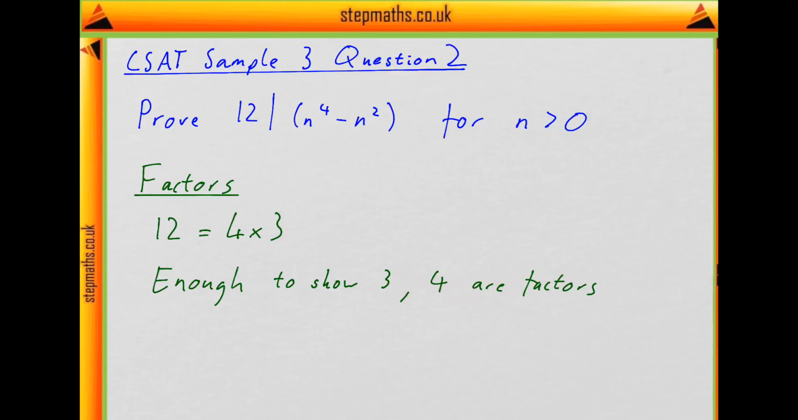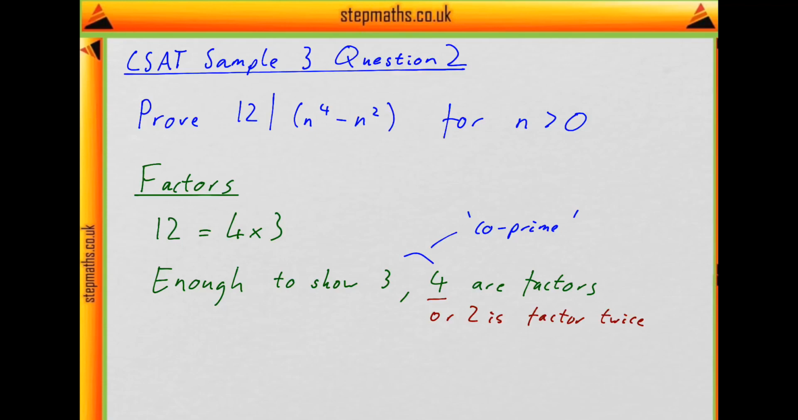One thing that can make that even easier for us is, what does it mean for 4 to be a factor? It means 2 has to be a factor twice. So there are 2 factors of 2 in this expression. That's what we're looking for. Another thing that makes this useful is that 3 and 4 are what we call co-prime. They don't have any factors in common. So if we show that 3 goes in and 4 goes in, because they can't share any factors, that immediately means that 12 goes in.